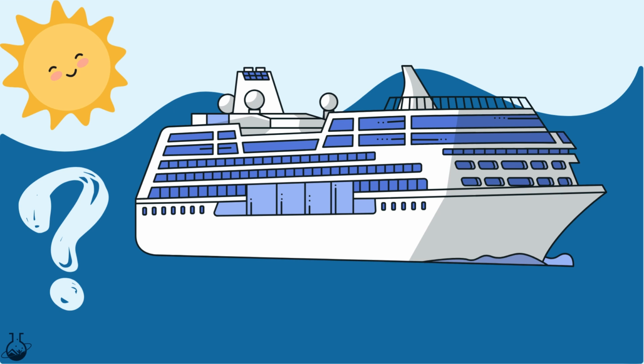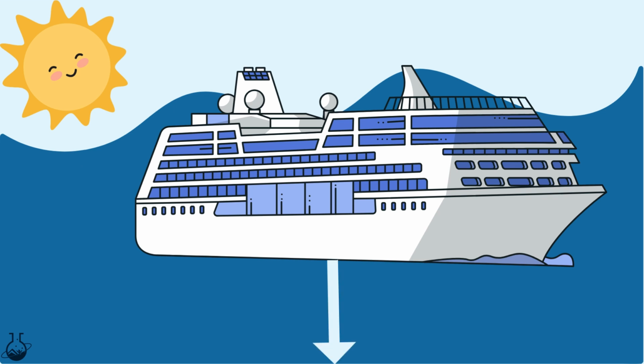So back to the floating ship. The boat's weight causes displacement of water. It pushes it out the way, causing an equal and opposite force of upthrust to act back up on the boat. These forces are balanced, hence the ship can float.